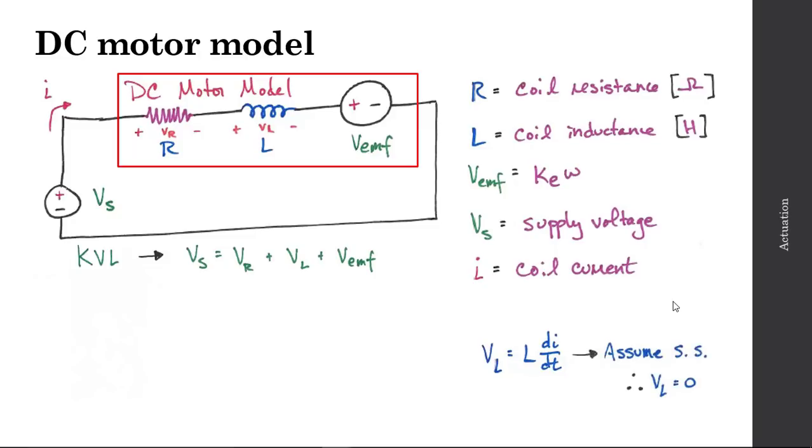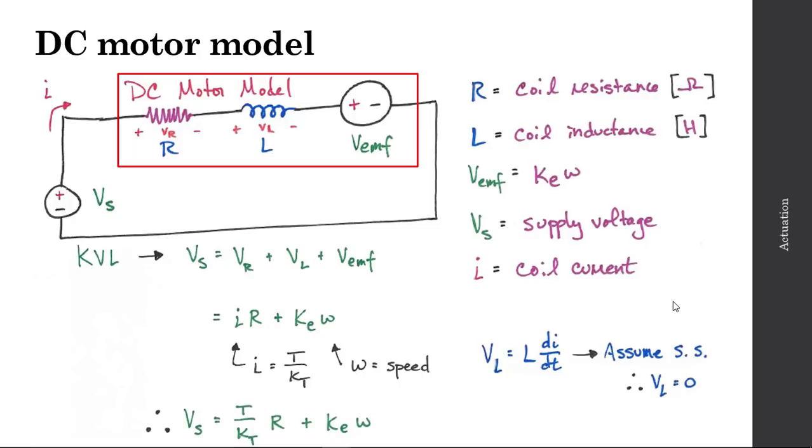Thus, if we make the assumption that we're operating at steady state, VL will be equal to zero. If this is the case, we can now redefine VS as being equal to VR, which is the current times the resistance, plus VEMF, which will be KE times omega. We know from our motor law that this current will be equal to the torque, T, divided by the motor constant, KT. Omega is our speed, so we can redefine VS as equal to T over KT times R plus KE times omega. So this model of my DC motor is ultimately describing, in terms of a design, how I can take the trade or play between the torque and the speed that can be provided by my motor given some supply voltage.